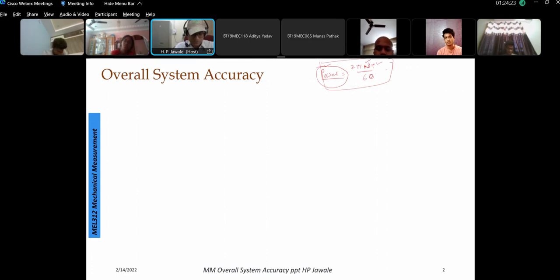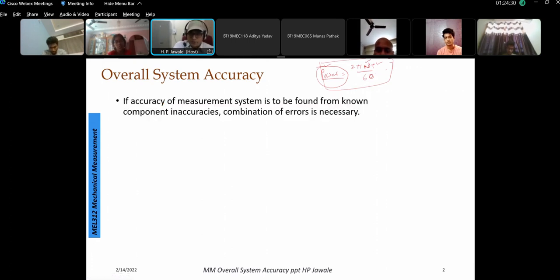Okay, I think I will continue for another 3-4 minutes and then we'll have some discussion on your test. So the accuracy of the measurement system is to be found out from known component inaccuracies, say for example inaccuracies or uncertainties in measurement of the speed and of the torque. This torque is nothing but the force times the length r. So uncertainties associated with measurement of the length, the force, and the speed are to be found out individually. We can have different measurement systems for length measurement, force measurement, and speed measurement in terms of RPM and so on. And then we have to combine those. So combination of the errors is necessary.